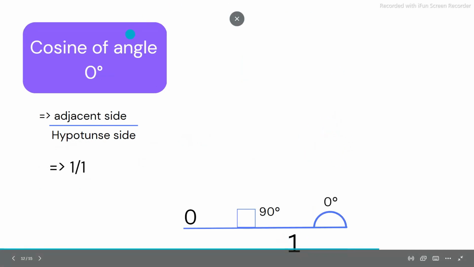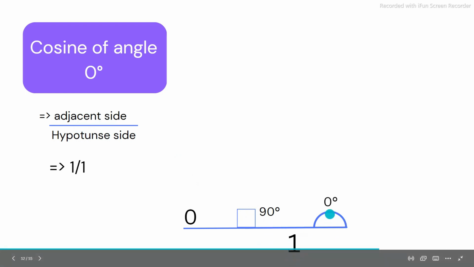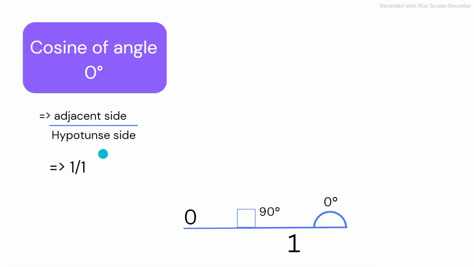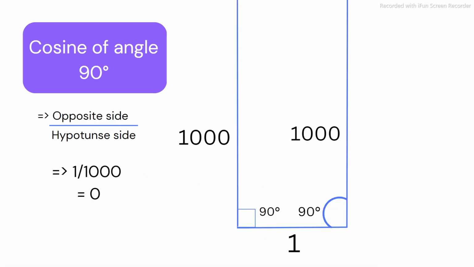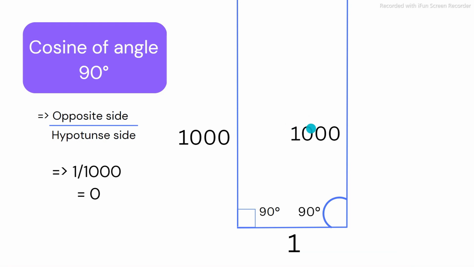And for cos of 0 degrees, the adjacent side will be 1, and the hypotenuse will be 1, therefore we got our value as 1. And for cos of 90 degrees it will be 0, as you can have a look here. This is the adjacent side, this is 1, this is 1. Actually we don't know the actual value where both lines are going to merge together. Therefore we're going to take it as equivalent to infinity, and consider it as 0.